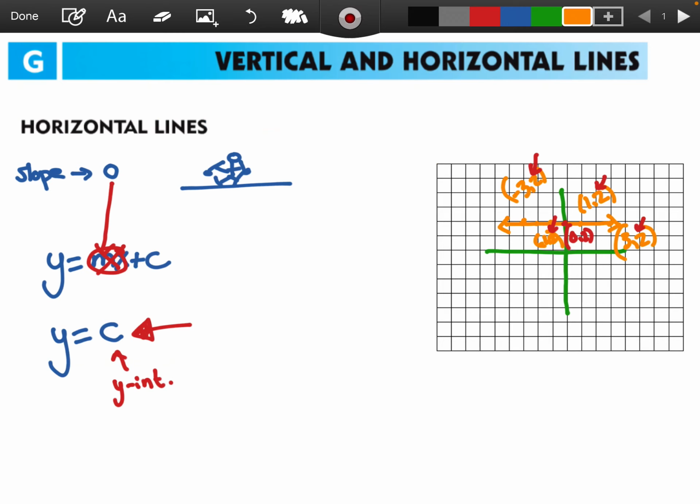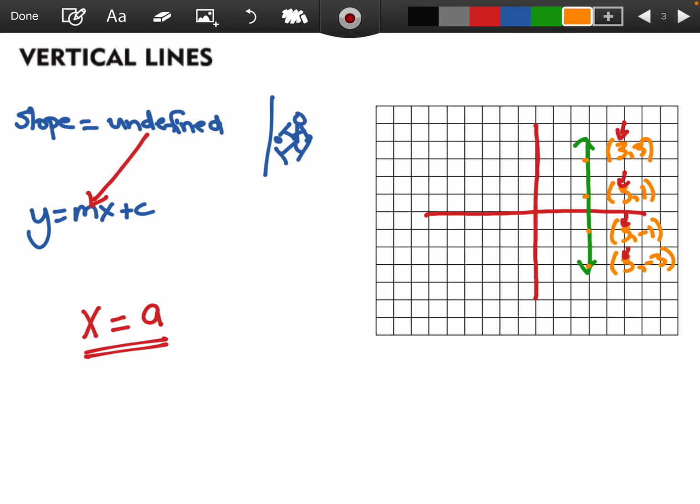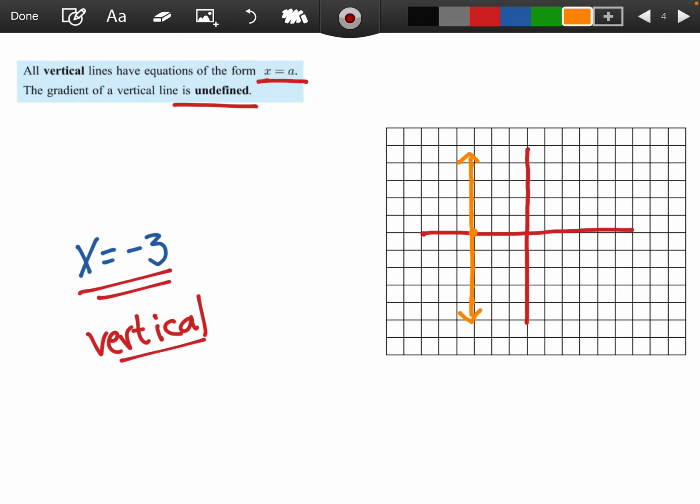So to recap, vertical and horizontal lines are special. Horizontal lines have a slope of 0 and have an equation in the form y equals c: y by itself, single number on the other side. Vertical lines have an undefined slope and have an equation in the form x equals a: x by itself on one side of the equation, single number on the other side.